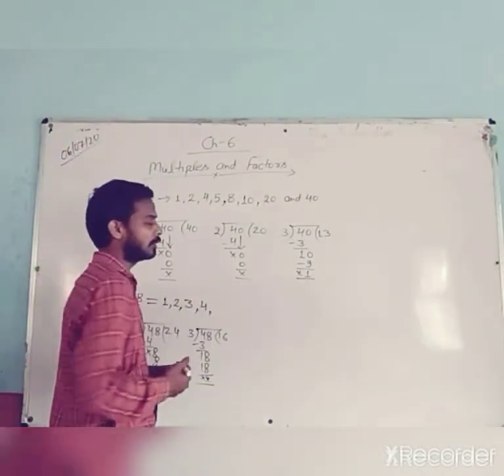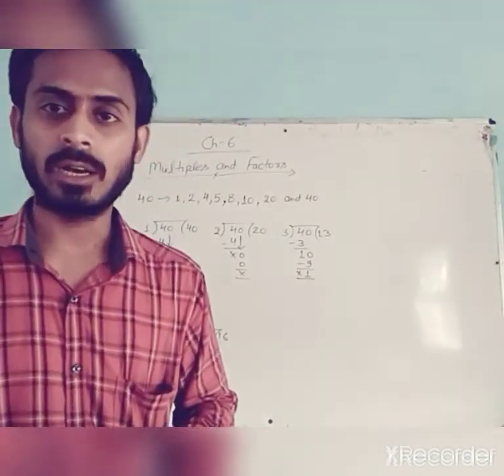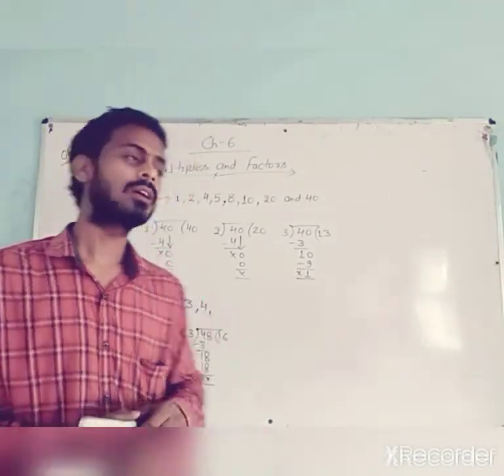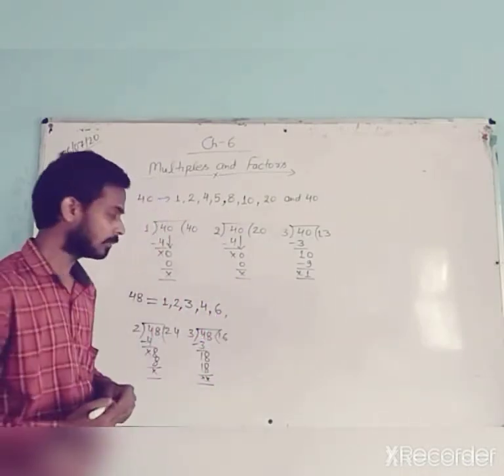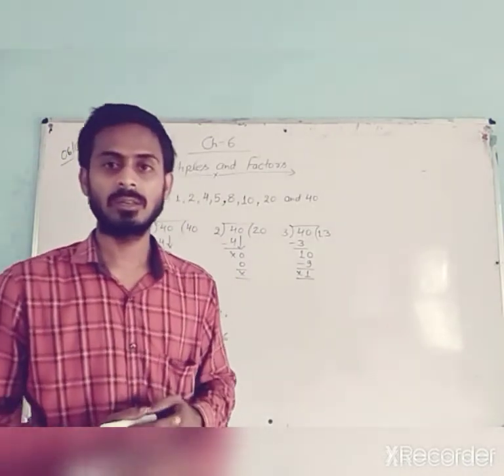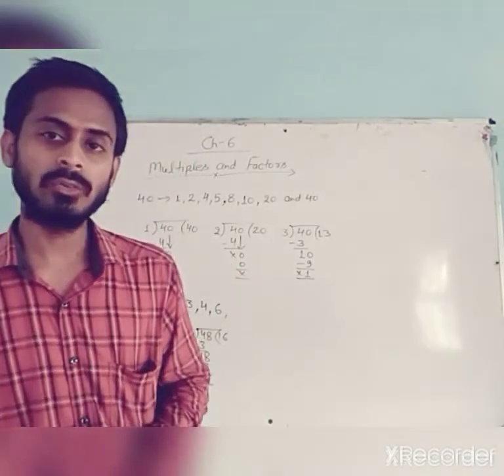So 5 is not a factor of 48. Next, 6. 6 8s are 48, so write here 6. Now next, 7. 7 7s are 49. That is why 7 is not a factor of 48.